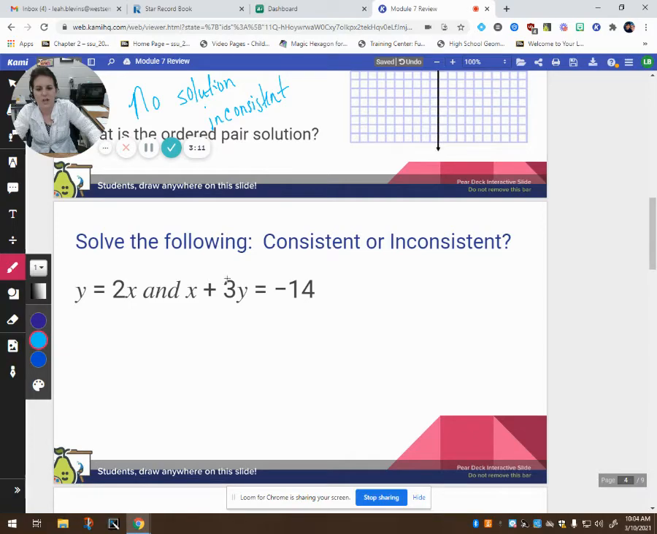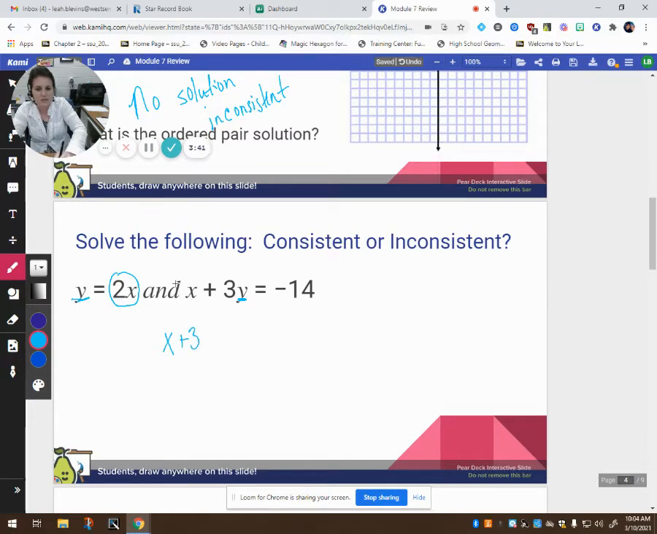So let's solve the following and determine if it's consistent or inconsistent. Now, you can solve this however you want. If you want to get this in slope-intercept form and graph it, be my guest. If you want to move the 2x over and make it so that they'll line up and then use elimination, again, be my guest. But I am going to use substitution because I already have y all by itself. Y is equal to this. So I'm going to come over here in this equation, find my y, and I'm going to replace it with what it's the same as.